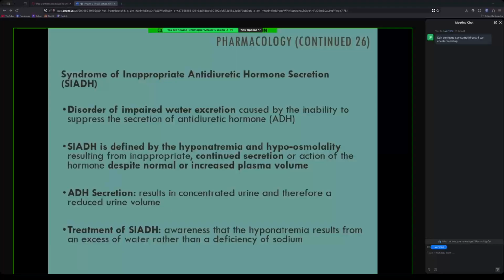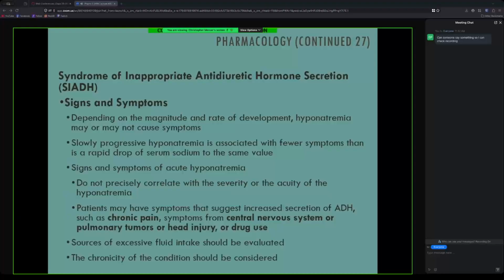And I will tell you that on the boards, SIADH is very tested. It's the top tested cause of euvolemic hyponatremia, which is different from hypovolemic, true sodium loss, or hypervolemic, edematous states of hyponatremia. So make sure you commit this one to memory because it's very tested.